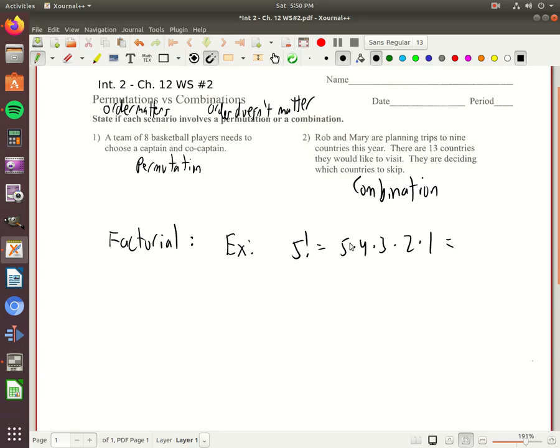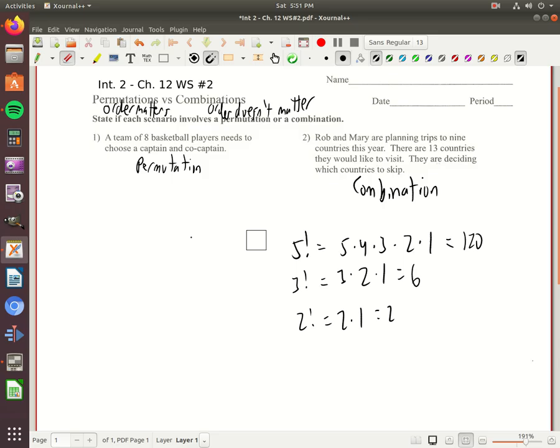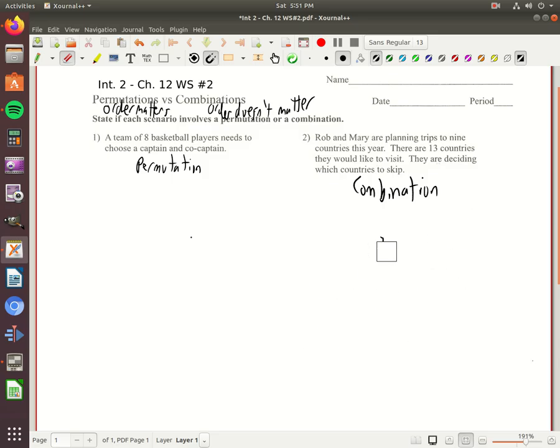So that just means 5 times 4 is 20, 20 times 3 is 60, 60 times 2 is 120. Or if I had 3 factorial, that means 3 times 2 times 1, 3 times 2 is 6, times 1 is 6. If I had 2 factorial, that just means 2 times 1 is 2. And so on and so forth. But we need to know how to do factorial math because it's really going to help us shorten solving permutations and combinations.